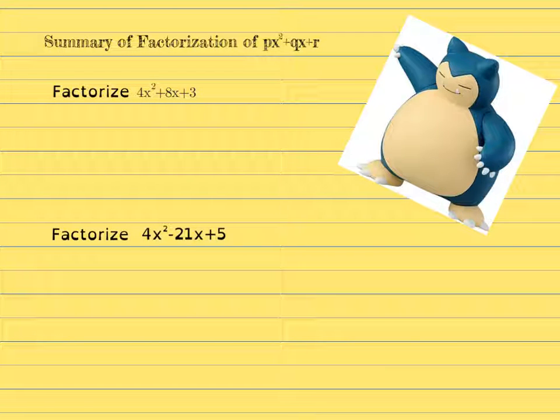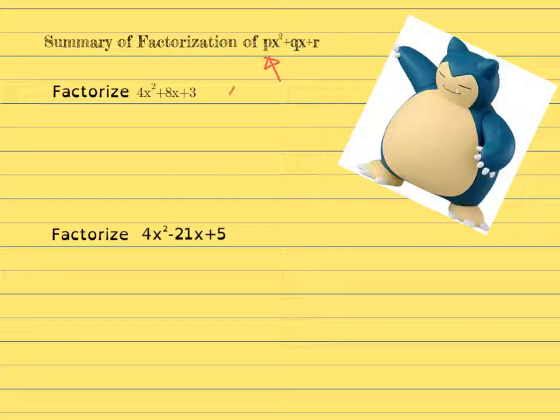Here comes the summary of factorization of px² plus qx plus r. Here you can see that the coefficient of x² can be other numbers, not necessarily 1. For example here, factorize 4x² plus 8x plus 3. This time you have to think about how to get the 4x².